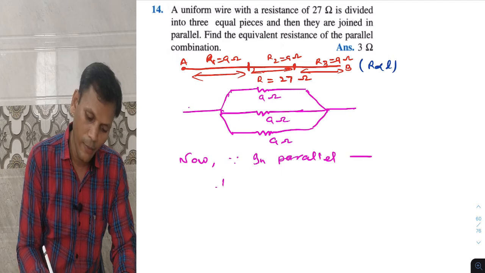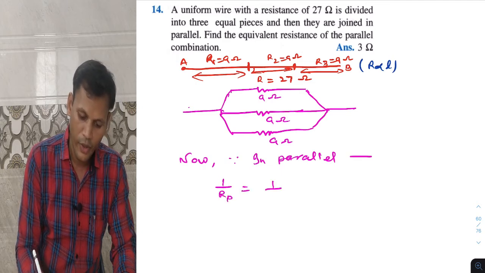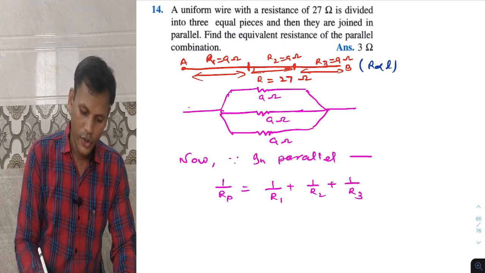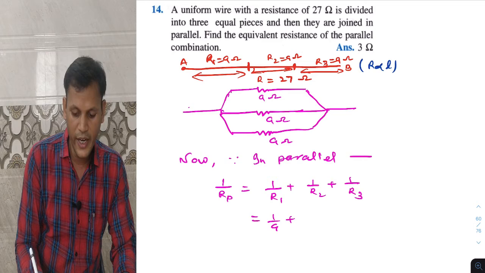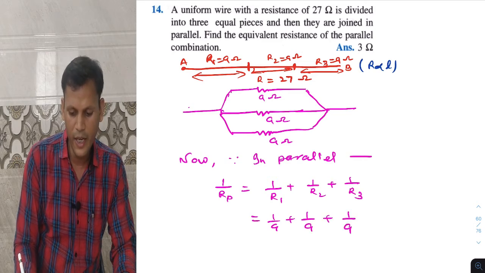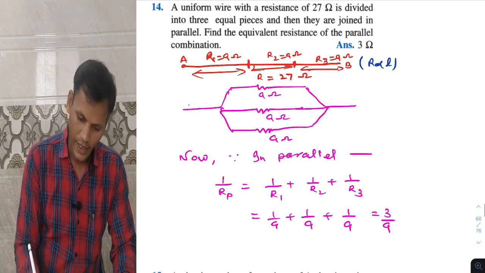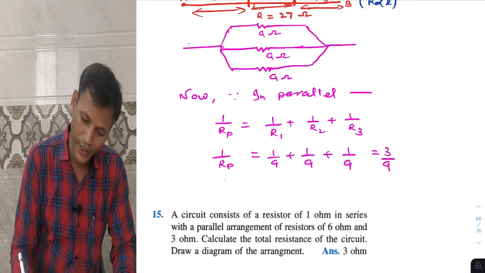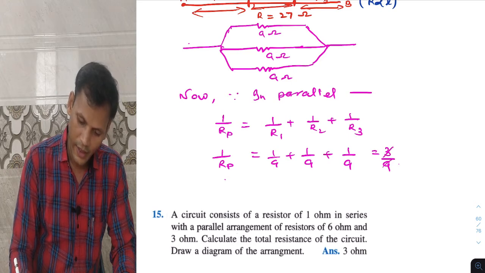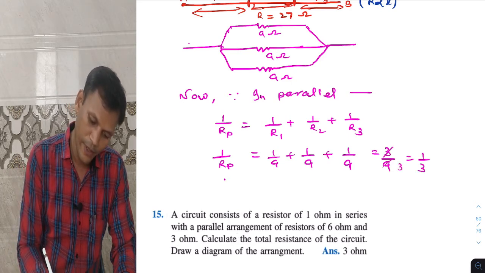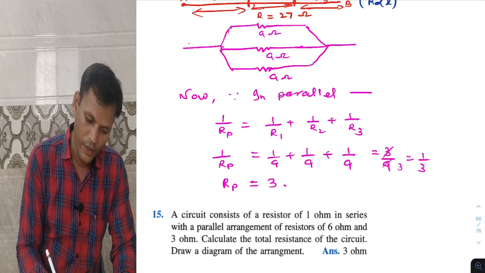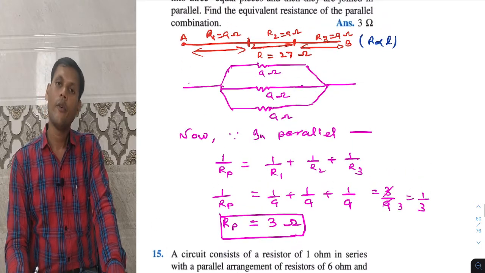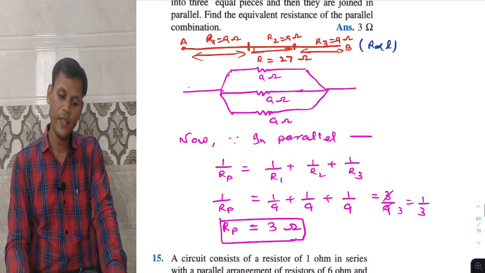In parallel, 1 upon Rp is equals to 1 upon R1 plus 1 upon R2 plus 1 upon R3. So it is 1 by 9 plus 1 by 9 plus 1 by 9, that will be 3 by 9, and it is 1 upon Rp. So 1 upon Rp is 1 by 3, so Rp will be 3 by 1, which is 3 ohm. So final expression for this is 3 ohm. The final resistance will be 3 ohm.